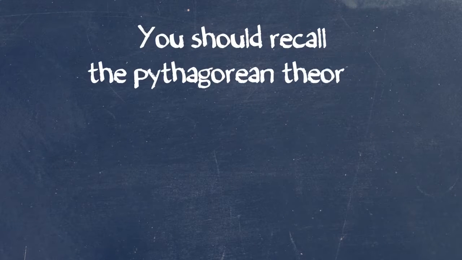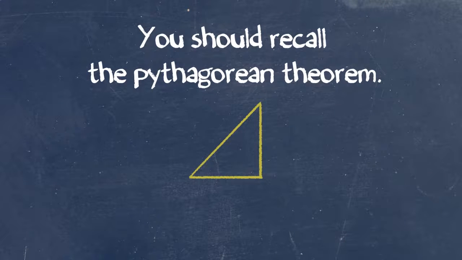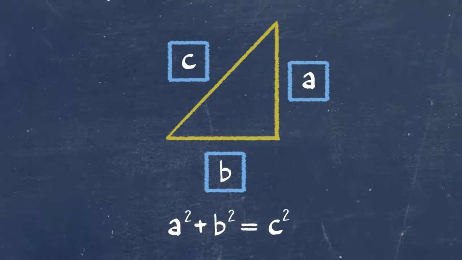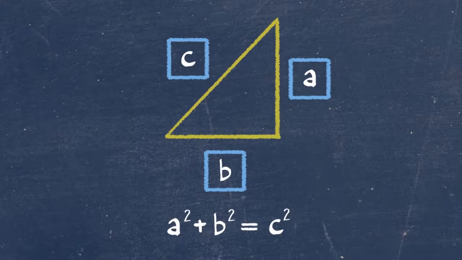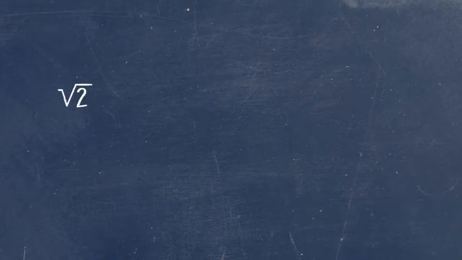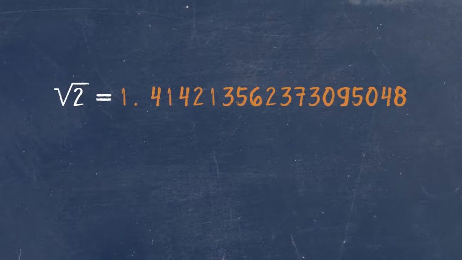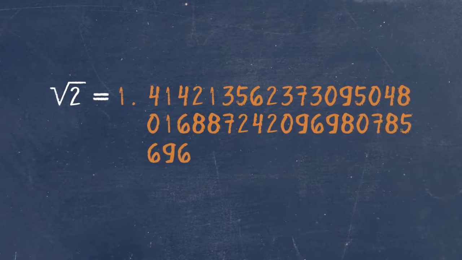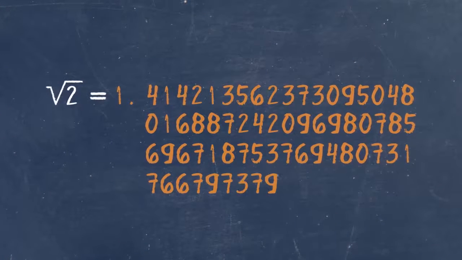Some numbers cannot be represented as fractions. You should recall the Pythagorean theorem. In a right triangle, if the two shortest sides have a length of 1, the longer side equals the square root of 2. The decimal expansion of irrational numbers is non-terminating and non-repeating. It will appear as a series of numbers with no repeating pattern.